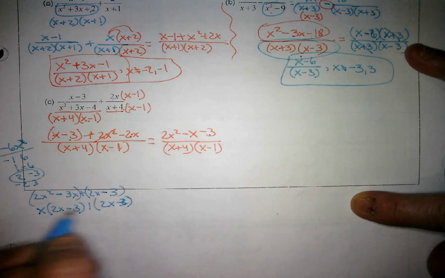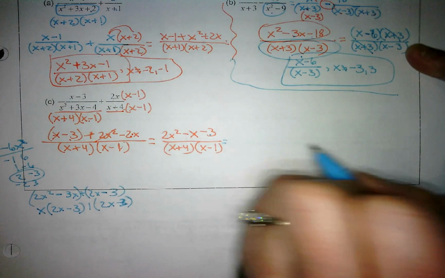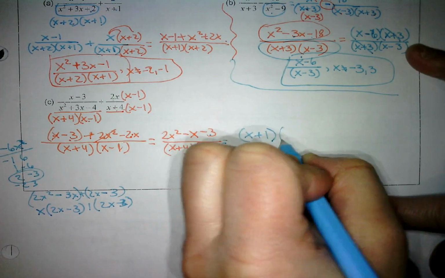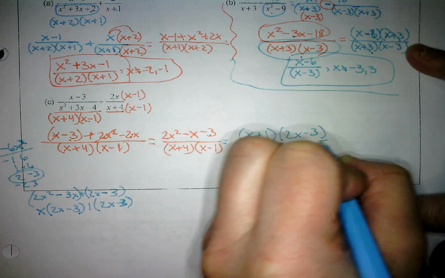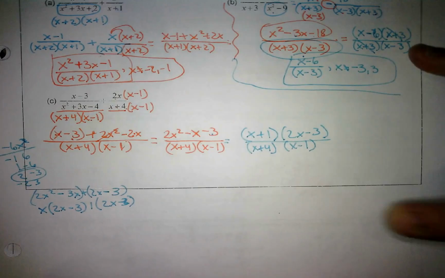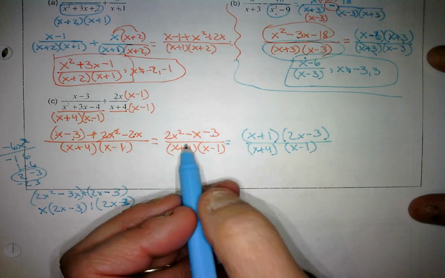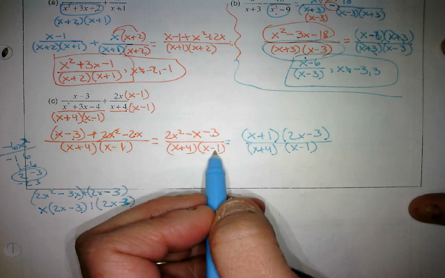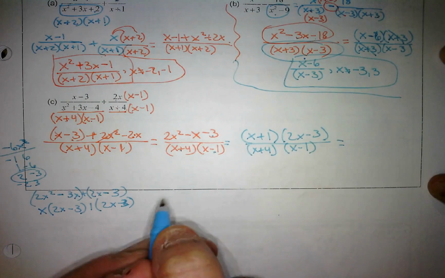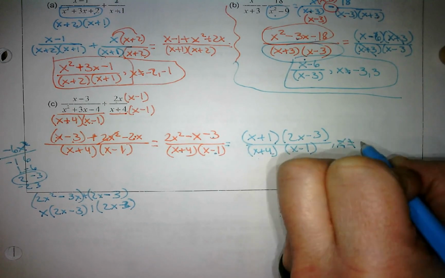So this is going to factor to x plus 1 and 2x minus 3 over x plus 4 times x minus 1. Okay, so those didn't equal the same thing, so nothing can cancel. Some people will write the answers as polynomials, so multiplying these two binomials together. I don't really care which way they're written, but you do need to have in here that x cannot equal negative 4 or positive 1.